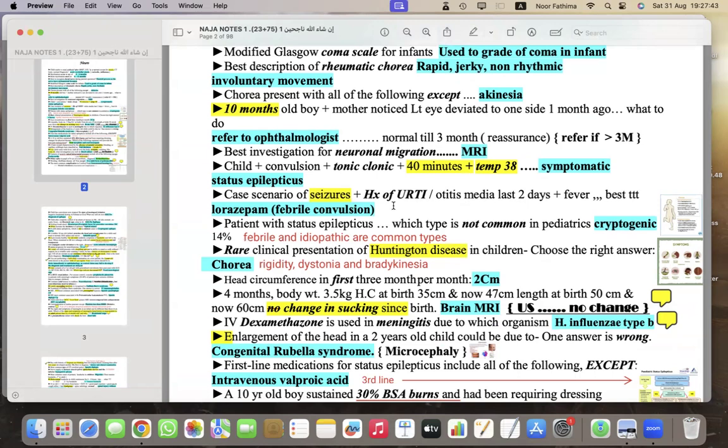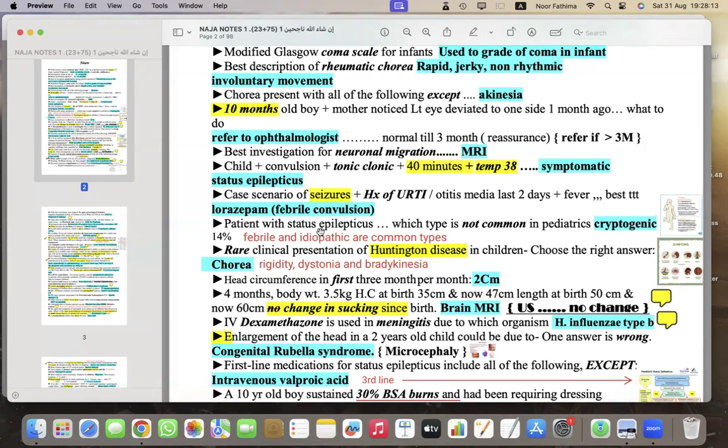Next is a case scenario of seizures. History of URTI, otitis media for the last 2 days. Best treatment? He has URTI and otitis media for the last 2 days, plus fever, so it is mostly febrile convulsion. But even if it is febrile convulsion, we will control it with either lorazepam, diazepam, or midazolam. So lorazepam will be your answer.